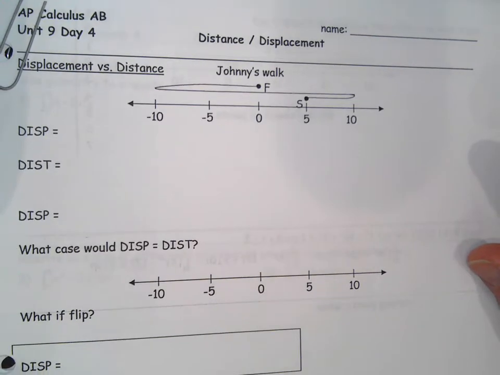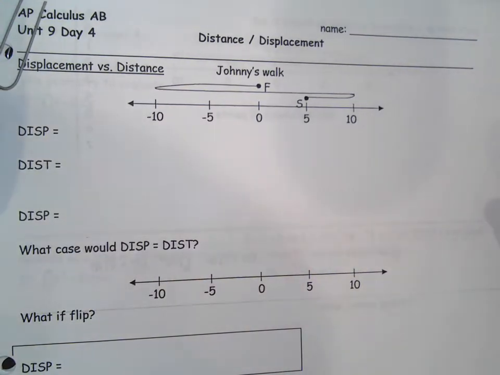AP Calculus AB, Unit 9, Day 4 lesson. So we're going to bring back one-dimensional motion, rectilinear motion, motion on a line, and use some of our new tools to be able to do some new things with motion, with integrals.